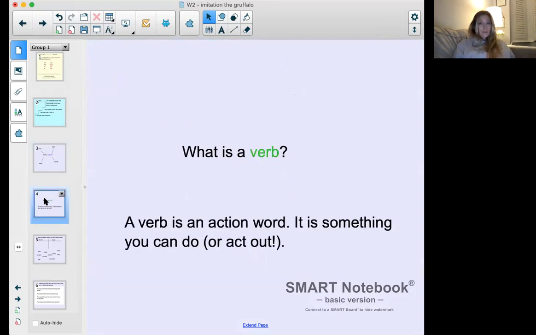Next step, what is a verb? Pause the video, have a think, and tell it to the screen. What is a verb? So if a noun is a naming word, a person, place, thing, or animal, a verb is an action word. It's something you can do or act out, as we've done at school.